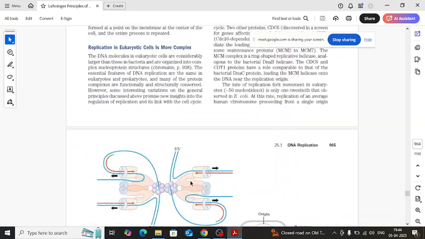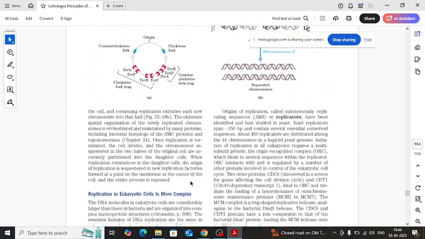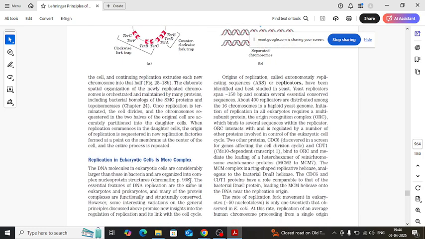Right, so that was for the DNA replication, and DNA replication in the eukaryote is more complex. In bacteria the origin of replication is called oriC, but for eukaryotes it is called the autonomously replicating sequence, or ARS, or replicators, right? They have been studied in yeast. Initiation of replication in eukaryotes requires a multi-subunit protein called the origin recognition complex, ORC, that can recognize the origin or the ARS site, right?